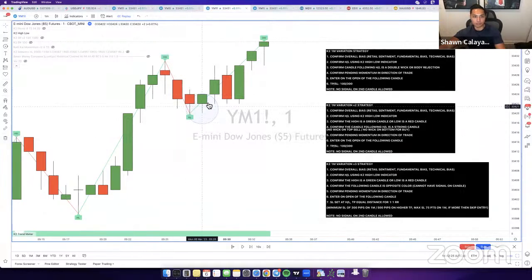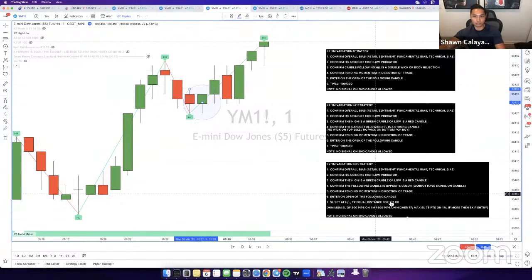You see a low, and this right here would actually be a V1 variation, and it would also be a V2 variation. So for this, you want to confirm the low is a red candle. You want to confirm the following candle is a strong candle, so a big push to the upside, no wick on the top. This pretty much indicates that we're having power. The power struggle is starting to push to the upside. It's going to reverse. So a couple different variations right here.